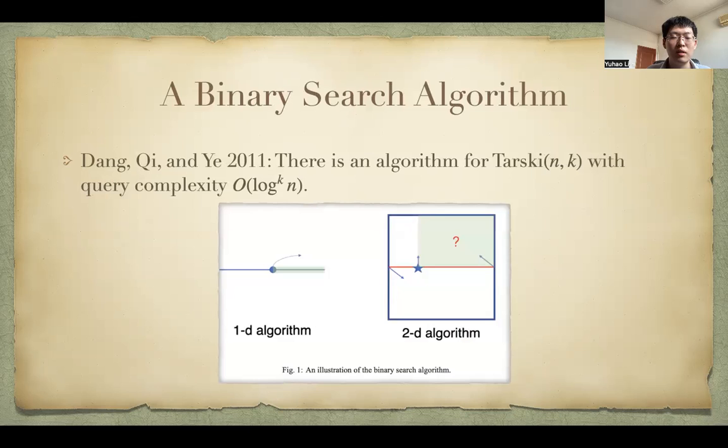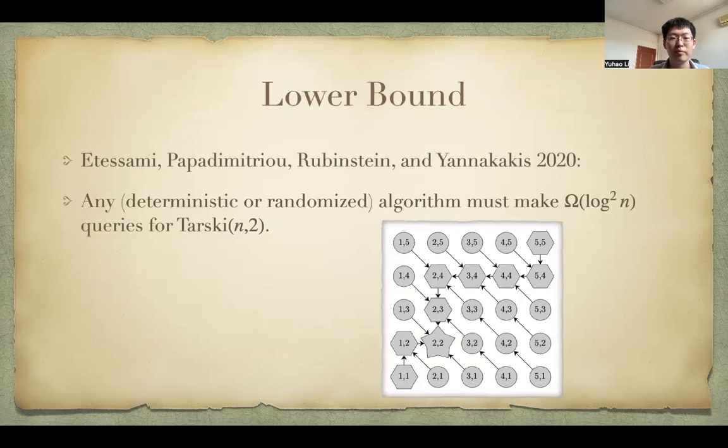In 2011, Dang, Qi, and Ye gave us an algorithm with query complexity log n to the k, which is a recursive binary search algorithm. In 2020, Etessami, Papadimitriou, Rubinstein, and Yannakakis proved that any algorithm, no matter deterministic or randomized, must make omega of log squared n queries for 2D cases. This means the binary search algorithm is optimal for 2D cases and suggests that it's optimal for any constant k.